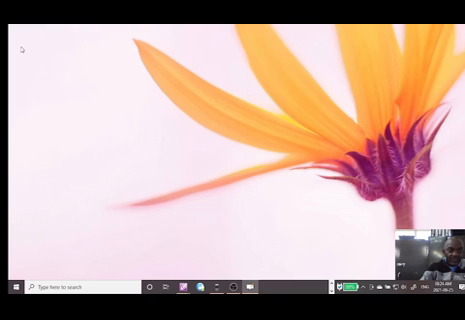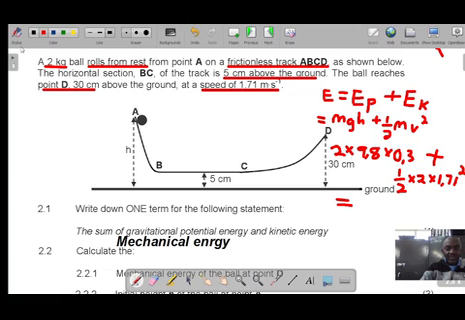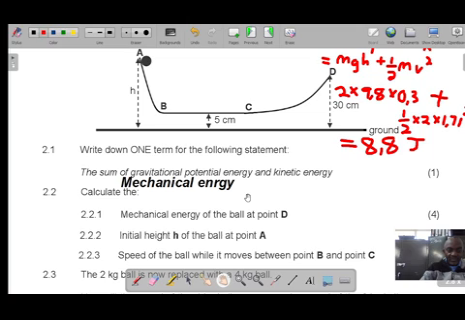Okay, so if you go back to the whiteboard, we see that our E Mech at point D is 8,8 joules. That's our answer, guys. Okay, let us proceed. What else must we find? They say calculate the initial height h of the ball at point A.